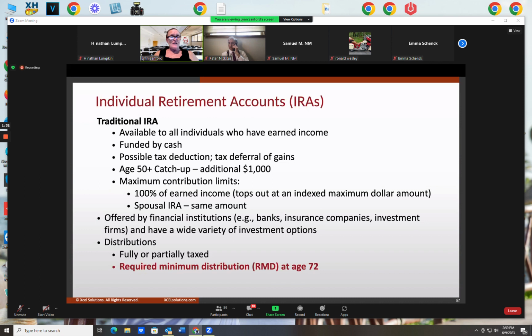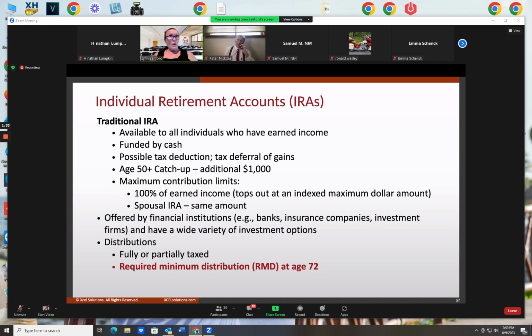If you're age 50 plus, then you have an additional catch-up contribution of $1,000. So where the normal contribution limit is $6,500, if you're age 50 plus, you can contribute an additional $1,000 on top of the $6,500 for a total of $7,500. The maximum contribution limit is 100% of your earned income, and it tops out at an indexed maximum dollar amount of right now $6,500, $7,500 if you're age 50 plus. And when Congress decides to vote on that and raise it again, they will vote on it and raise it again. You've just got to be aware of tax law changes like that, so you give your clients good advice.